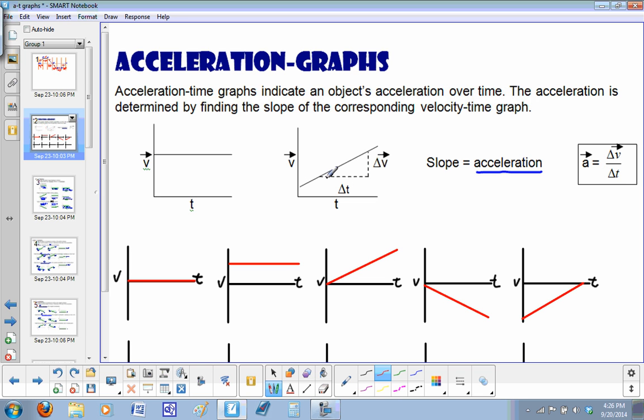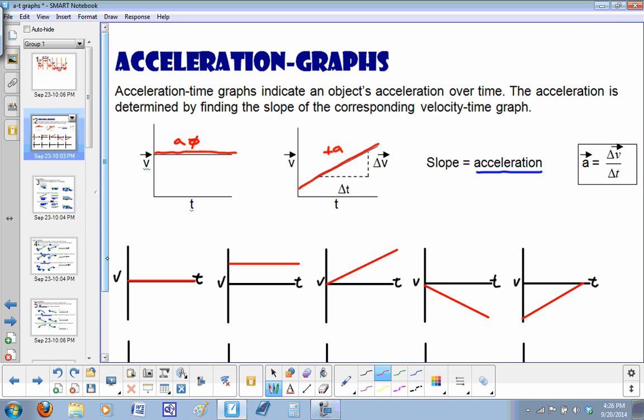So if I look at this graph over here, I've got this slope here. It's a nice positive slope, so I've got a positive acceleration. That tells me that my velocity is getting more and more positive. In this one, I've got a nice constant velocity. And with a constant velocity, I don't have a change in motion. And I look at my slope, it's zero. So I've got a zero acceleration associated with this.